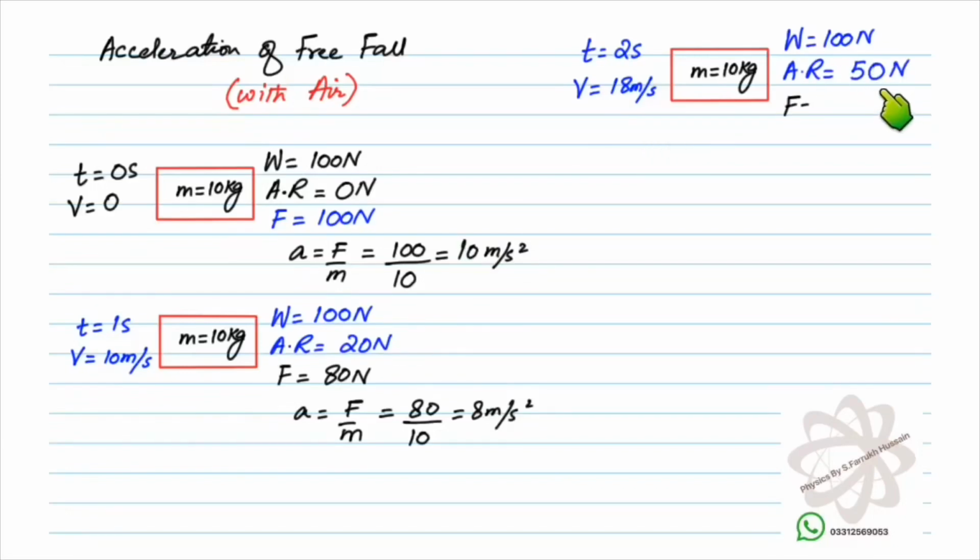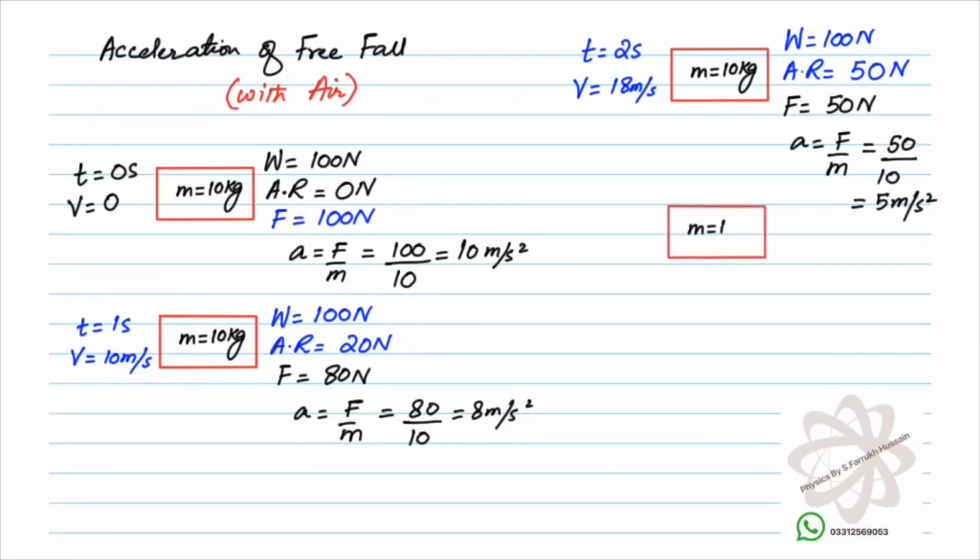Due to increase in speed, there is increase in air resistance as well. Air resistance was 20, now it is 50. So acceleration will be 5 meters per second square according to the calculation. Now the object is accelerating, but the magnitude of acceleration is less than the previous one. So the increase in velocity will also be less than previous one.